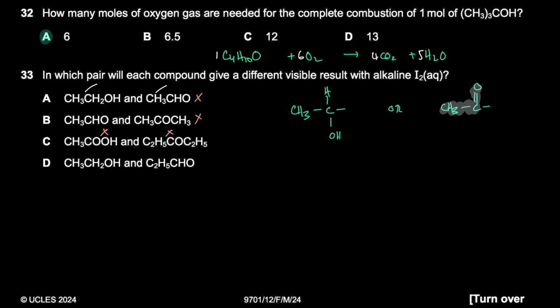We have ethanol, which gives a positive result, and we have propanal, which gives a negative result, because we don't have a CH3CO here. So this will not give us a pale yellow precipitate. That's the positive result: a pale yellow precipitate if you have this group or this group present. What happens is that the CH3 breaks off and gives CHI3, which is triiodomethane, and this is a pale yellow precipitate. So that's the observation.